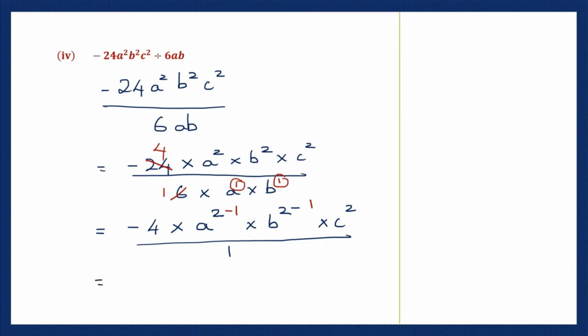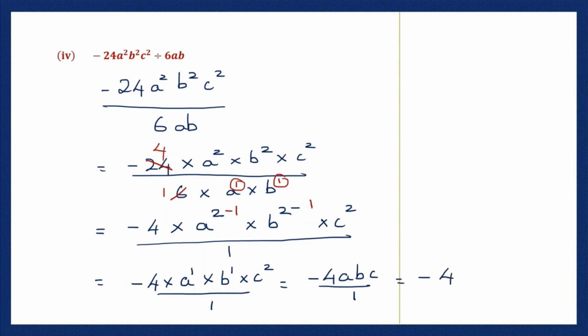So here what do we have? Minus 4 into a to the power of 2 minus 1 is 1, b to the power of 2 minus 1 is 1 and c square by 1. So what do we have? Minus 4a, b, c by 1. The final answer is minus 4a, b, c. We have c square here, so let's not forget to add that. So final answer is minus 4a, b, c square. There is no change in c.